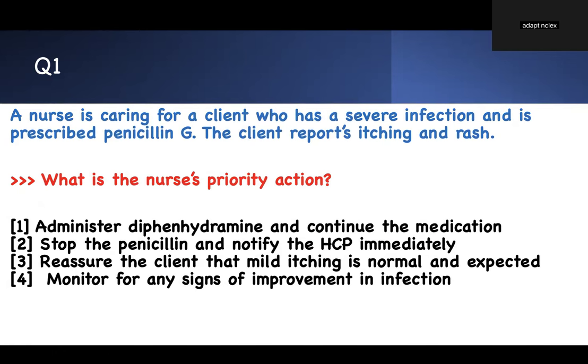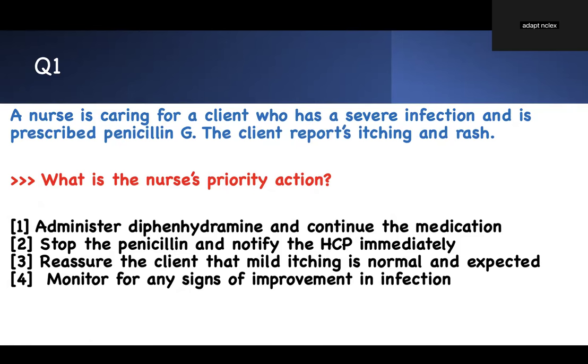First thing, what are they asking you? The client has a complaint. What is the complaint? Itchy and rash. What do you think? Something is not right with the patient. Test taking strategy, critical thinking. You have to intervene. If you don't need to intervene, still, you've got to figure out what the problem is.